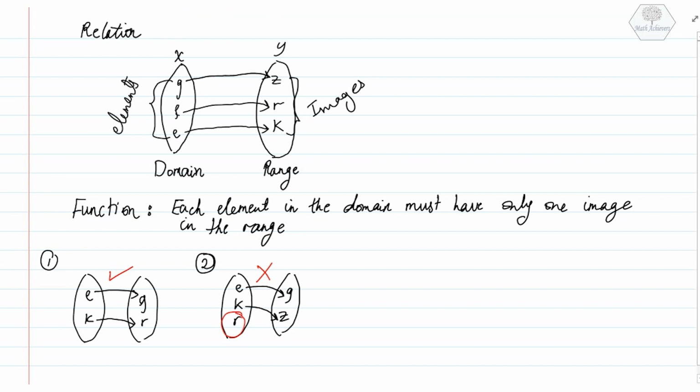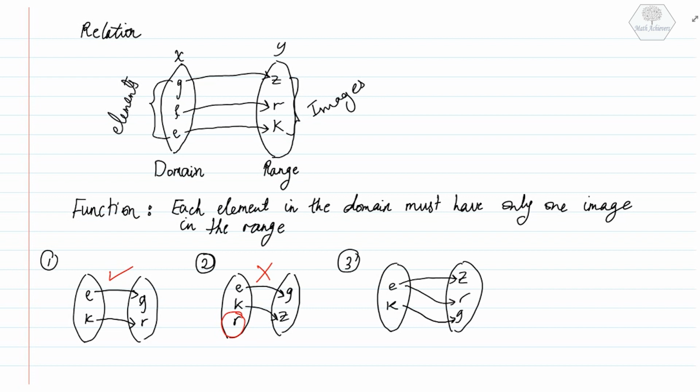Another example. If we have E, K, and we have Z, R, and G, E maps to Z and to R, and K maps to G. Is this a function? No, it's not a function, because the element E has two images in the range. So we don't consider this relation as a function.